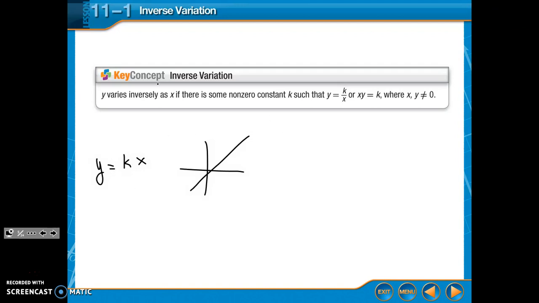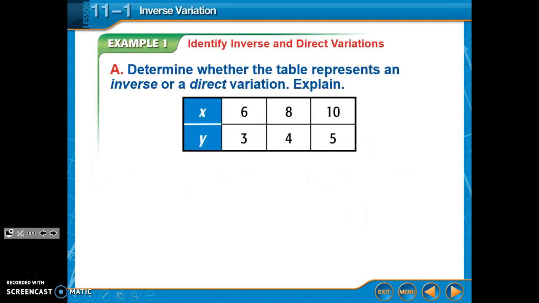Now we're learning about inverse variation, which has the formula y equals k over x. So this one, it was times x. Now we're going to be looking at what the function looks like when it's divided by x. And we're going to see that these graphs look something like this later on, but we'll get to that. Okay, so we want to be able to identify if something is direct or inverse variation.